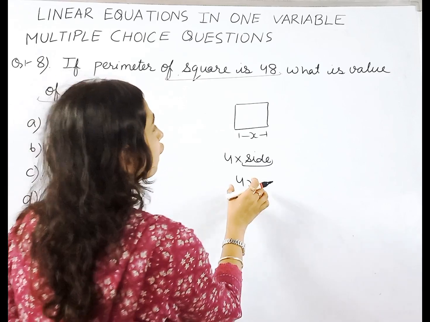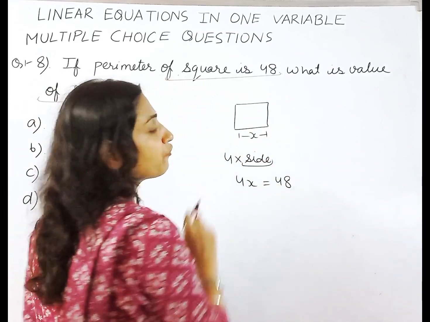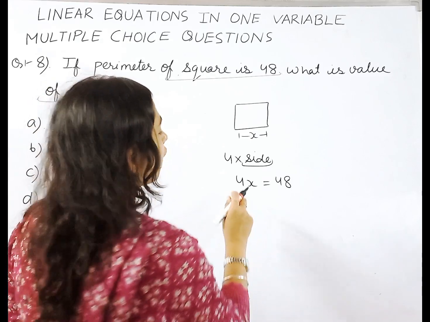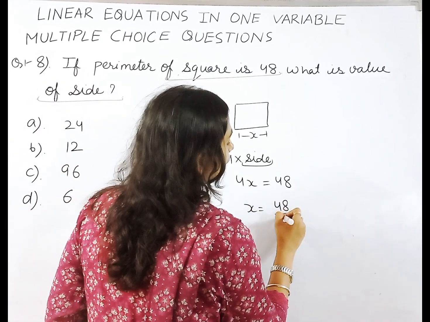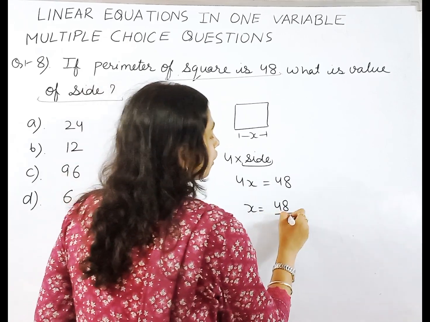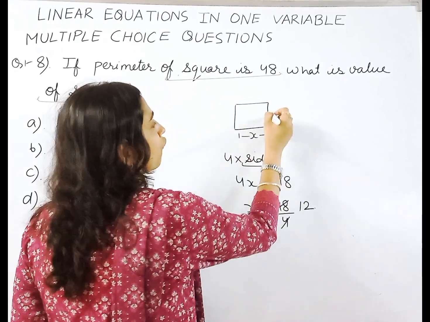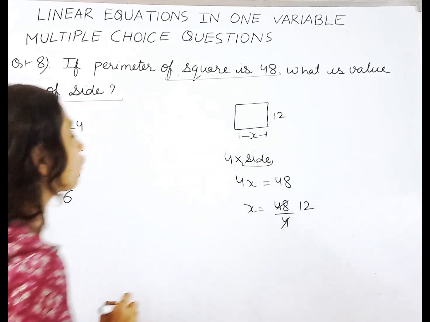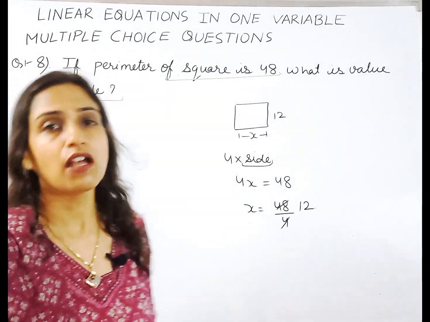And we are given that the perimeter is equal to 48. So now we can find the value of x. The value of x comes out to be equal to 48 divided by 4, and 12 4s are 48. Therefore, the side of this square is equal to 12. So that means option number B is the correct option.